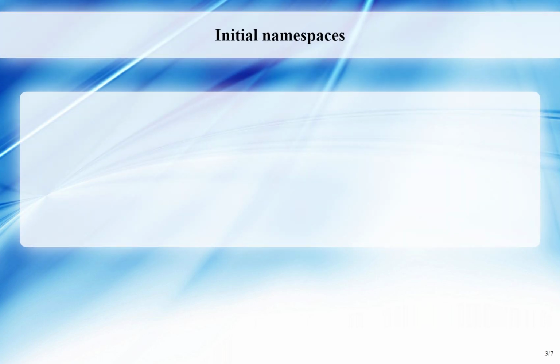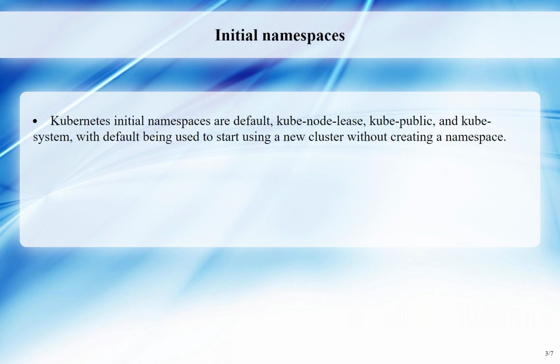Initial namespaces. Kubernetes has 4 initial namespaces: default, kube-node-lease, kube-public, and kube-system. The default namespace allows you to start using your new cluster without creating a namespace.